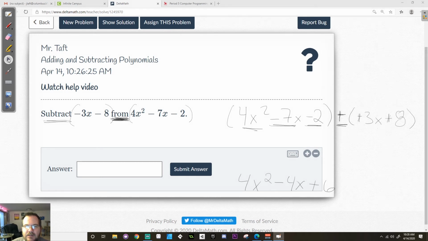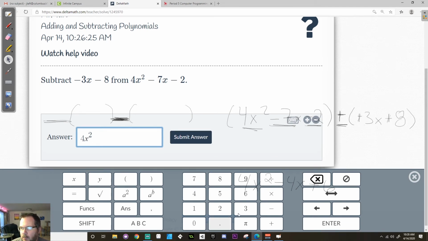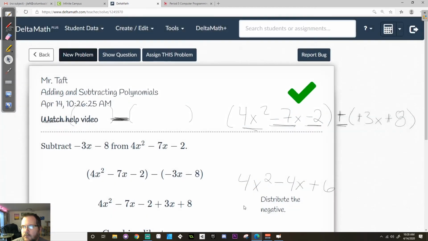And if you forgot how to do the exponents and stuff on here, if you bring up the keyboard, my answer is 4x squared, so I'm going to do 4x squared minus 4x, and then plus 6. And there we go. All right.